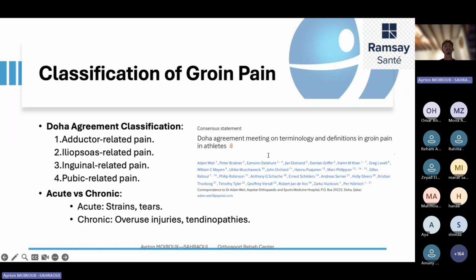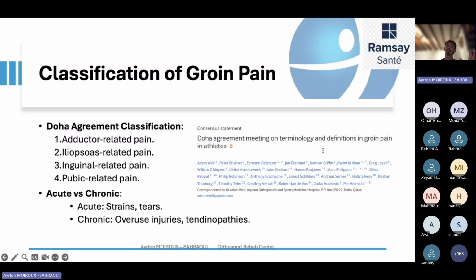Furthermore, groin pain is classified by its duration, acute or chronic, of course. Acute pain usually results from a specific incident, such as a muscle strain or tear, and is often accompanied by a sudden onset of the pain. With appropriate rest and treatment, acute pain can typically be resolved in a matter of some weeks.